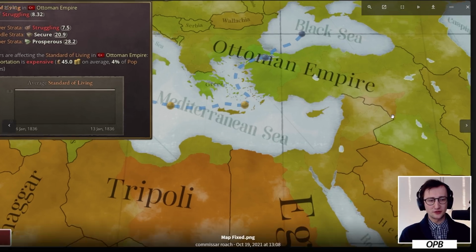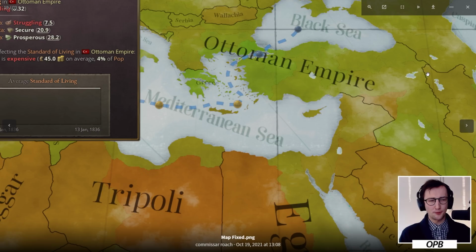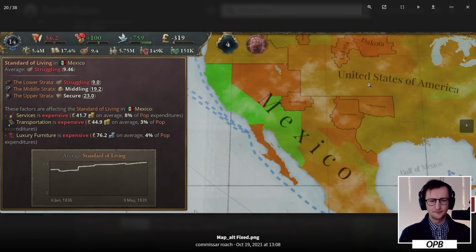I see a lot of people also complaining about the borders here, and I saw a post just today about this. And this might be true. I think the map in itself definitely has issues in a number of places, I would say, yeah.